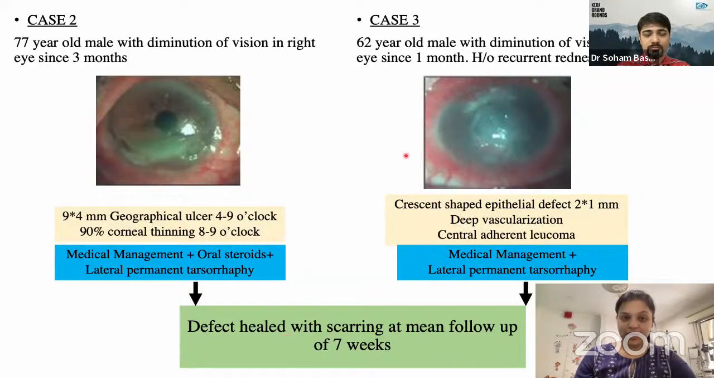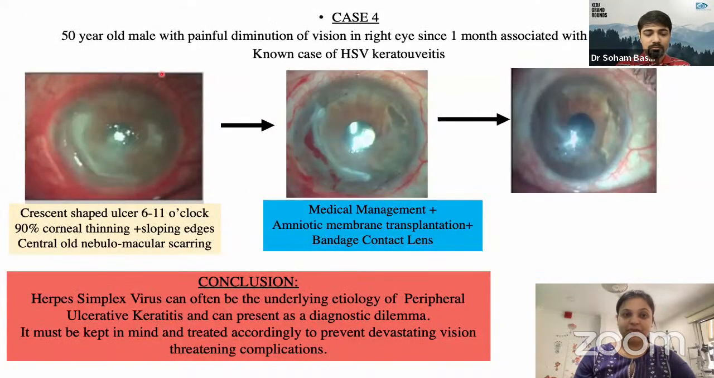A similar fate was for another male who had a peripheral ulcer with history of redness and deep vascularization with a central adherent leucoma. The management was on similar lines. The fourth case was a 50-year-old male with painful diminution of vision since 1 month associated with redness. The patient was a known case of HSV keratouveitis. There was a crescent-shaped peripheral ulcer with significant thinning and sloping edges. In view of the old nebulomacular scarring, our past experience, and the patient being a known case of HSV keratouveitis, we started this patient on full-dose oral and topical antivirals and did an amniotic membrane transplantation and a bandage contact lens. This patient again healed with scarring.